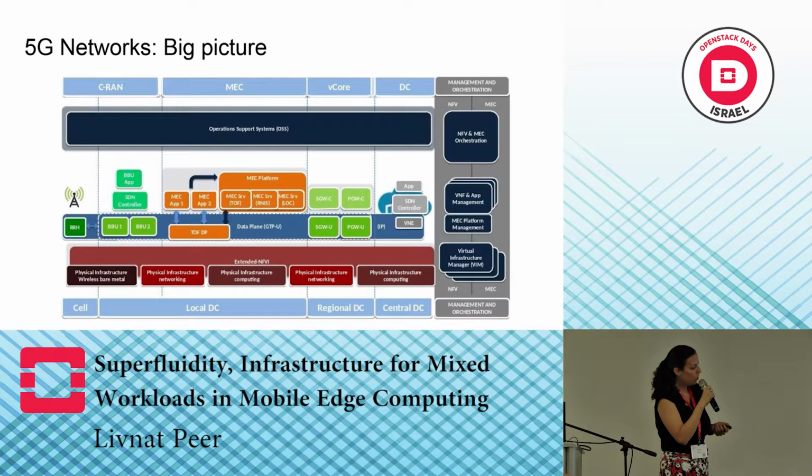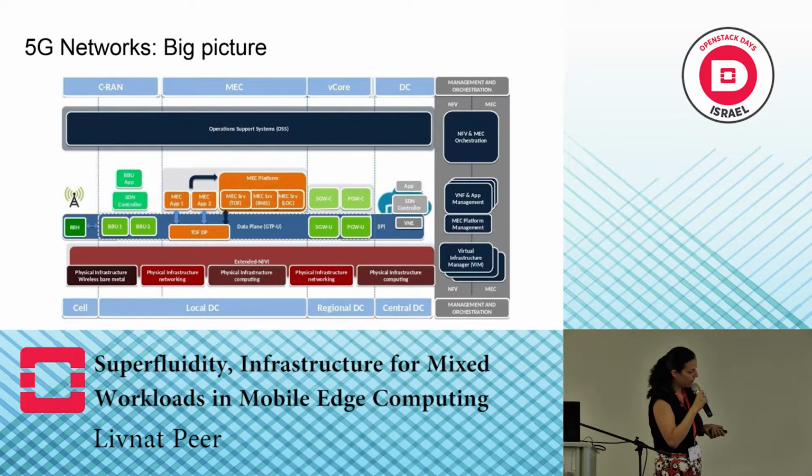Okay, so this is the big picture. I'll try to go over it really fast because we covered most of it. There's the cell, the physical cell. There's the local data center. The cell is every 2 kilometers or so. The local data center, you have a couple of them per city. So here you have both the CRAN and the MEC, the mobile edge computing, running with the local computational resource.